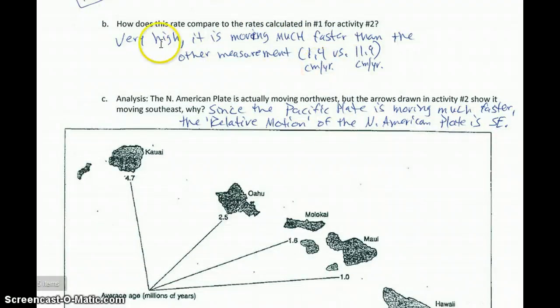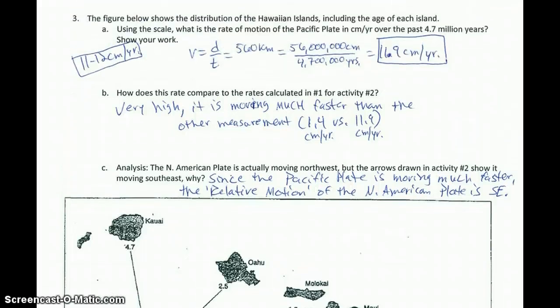Hawaiian Islands. So how does this rate, this 11.9, compare to the 1 to 2 centimeters per year from the activity from before? Well, it's very high. It's moving much faster than the other measurement. In other words, the Pacific plate moving over the hotspot is moving very, very fast, 11.9, relative to the Pacific plate moving along the San Andreas Fault, the transform fault, relative to North America. So we've got different rates of plate motion.